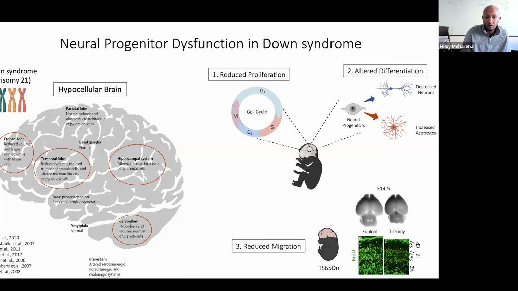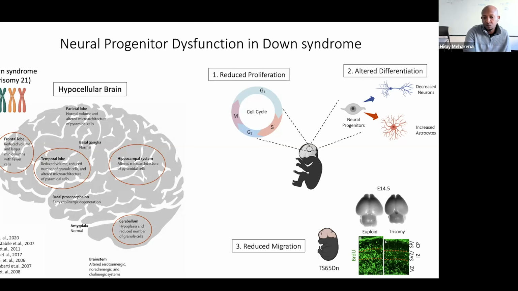However, when we think of the molecular mechanisms that are governing all of these cellular and organ level manifestations, things have been very difficult. We have not been able to identify specific genes on chromosome 21 that are driving these features.